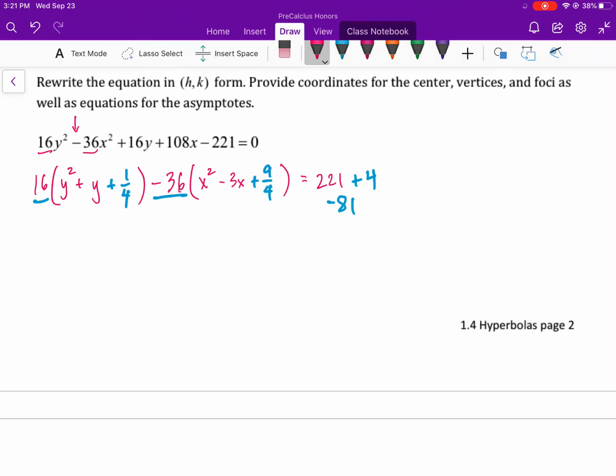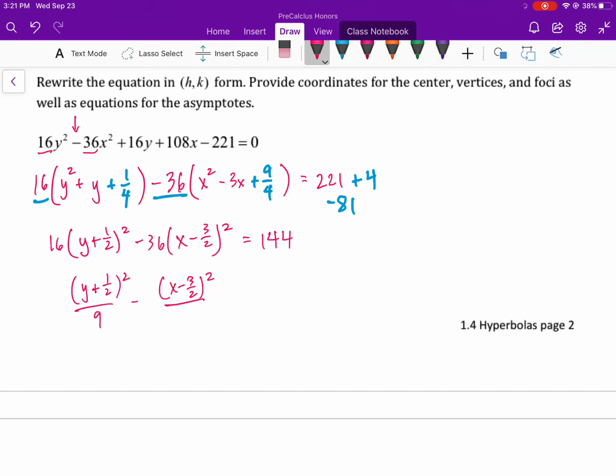Let's rewrite this in factored form. So 16 times y plus 1/2 squared minus 36 times x minus 3/2 squared equals, we'll combine all these to get 144. And the last step is to divide both sides by 144 to set this equal to 1. That'll also set up the fractions we're used to: y plus 1/2 squared over 9 minus x minus 3/2 squared over 4 is equal to 1. And we've done our first part, we've got our equation.